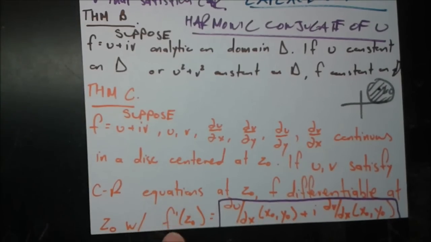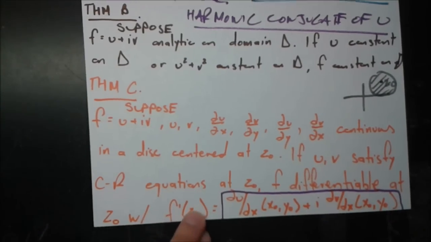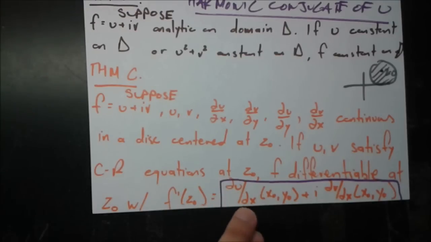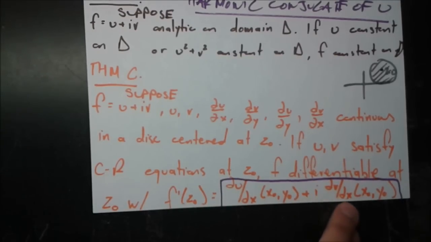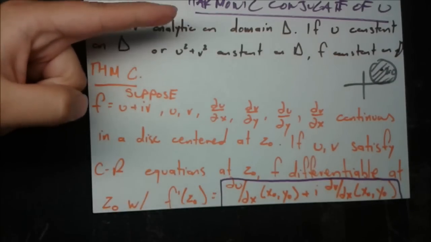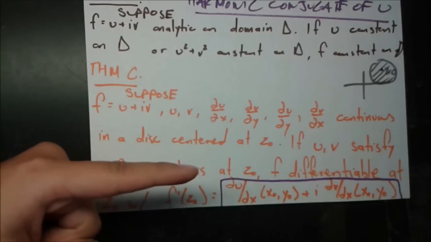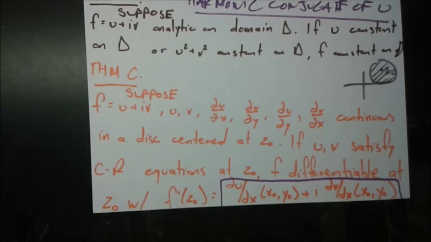And furthermore, we're given the derivative f prime of z0 is equal to the partial derivative of u with respect to x, plug in x0, y0, plus i times the partial derivative of v with respect to x, plug in x0 and y0. So I will again, of course, give a proof for this. For the proof to Theorem B, click right here. For the proof to Theorem C, click right here. Okay, so the last thing we'll do is apply this.